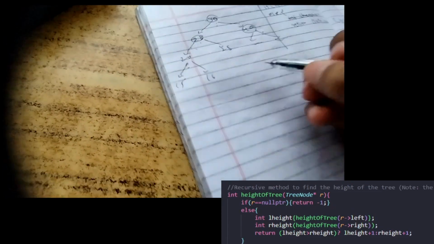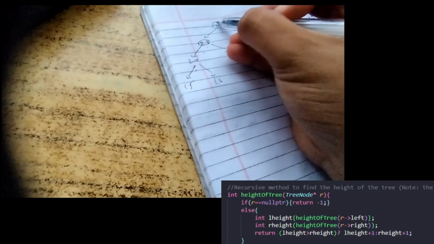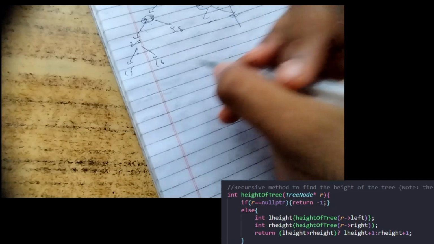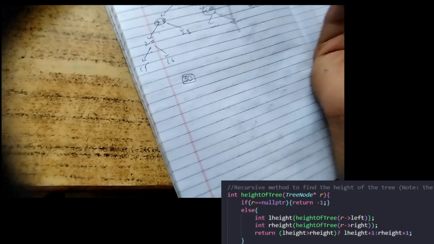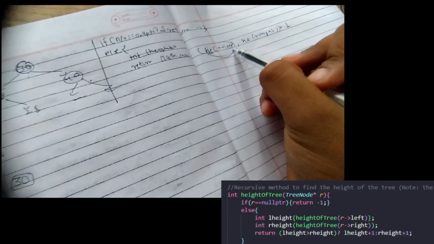All right, so let's say we're starting from 30, because we are passing the root node. It's going to be 30 here, and our code says 30 is not a null pointer, so we are not returning anything. We are going to left. First is left. We are going to the left part of it.